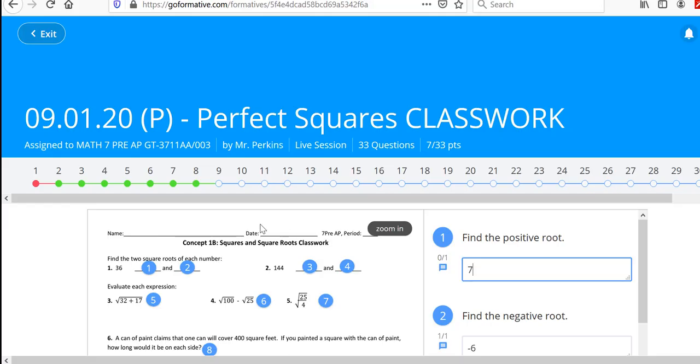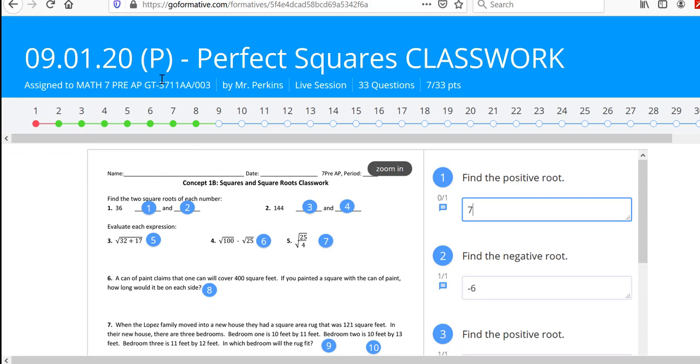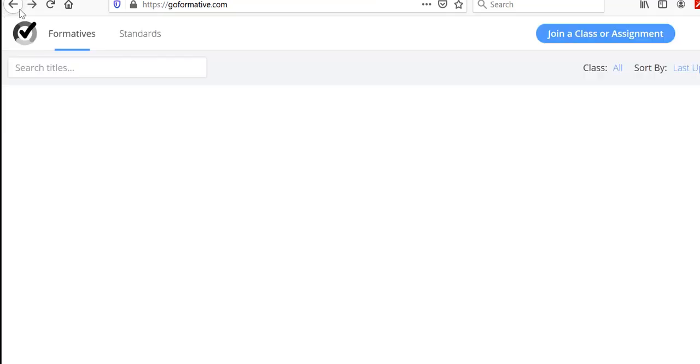Now, in terms of GoFormative, this is what you'll see. So this is an assignment. Number 1, as you can see, is red, so that means that that's the wrong answer. Number 2, which is going to be right here, which is the second answer, you could see in green. So this gives students immediate feedback whenever they're doing classwork. And in case they just don't understand the answer, they could always just say, hey, Mr. Perkins, Miss Evans, I don't get this. I keep getting red. And at that point, we could just go ahead and help the students.